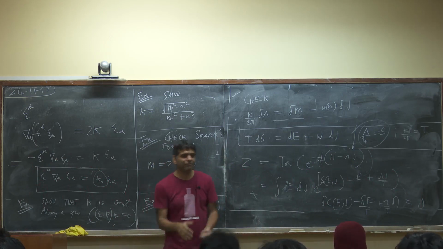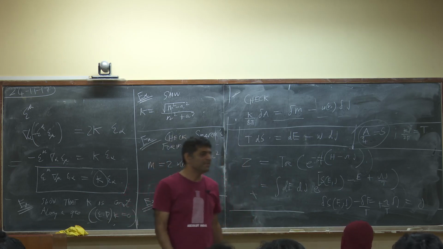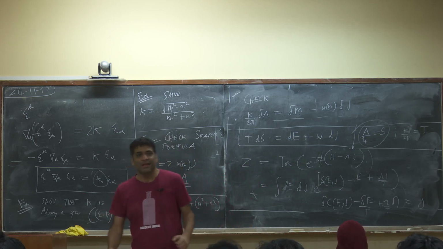Now if you think of a normal field theory, a normal classical system, the set of solutions of that theory is what we call phase space.